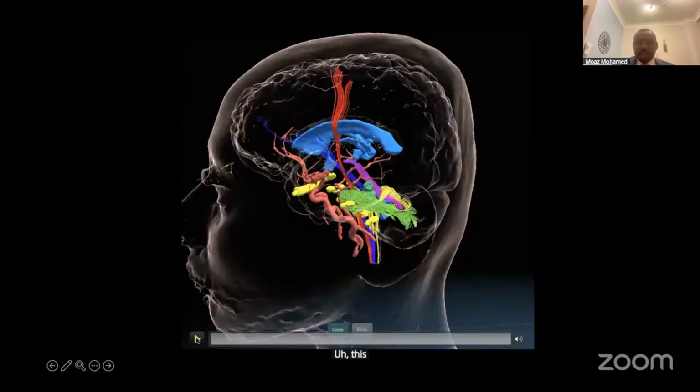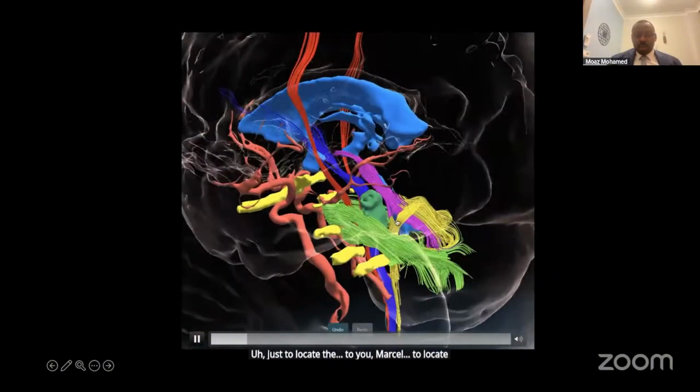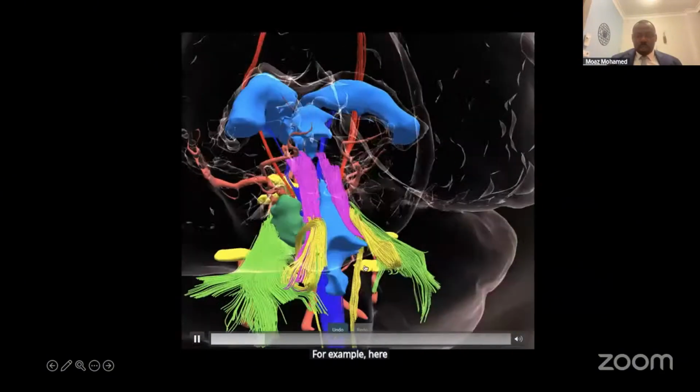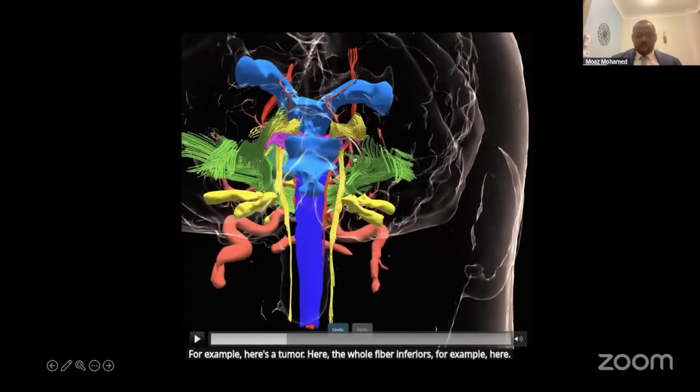This fiber tract is what Professor Toure usually uses before operation, just to locate the tumor site. For example, here is the tumor. Here is the whole fiber inferior. For example, here the inferior cerebellar peduncle is going up.